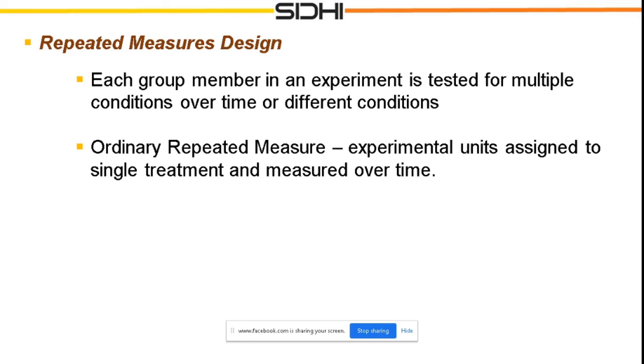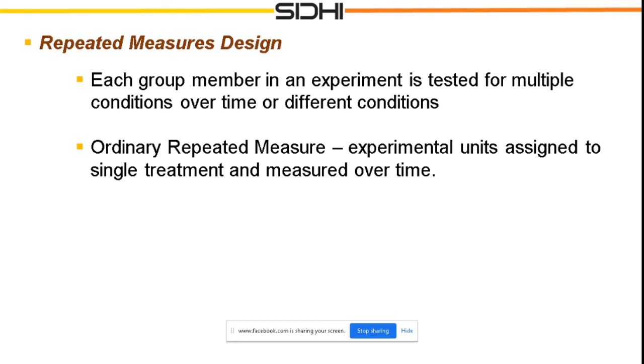You have your ordinary repeated measures, wherein your experimental units are assigned to a single treatment and measured over time. So you only put one treatment. This is what I'm doing with my germination studies. I will apply, for example, salt stress to my rice seeds, and then I will measure their germination every day for 7 days. So what will be the germination at day 1, at day 2, until day 7? That is your repeated measures.